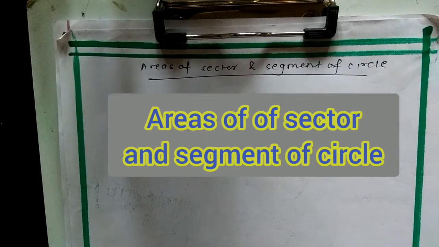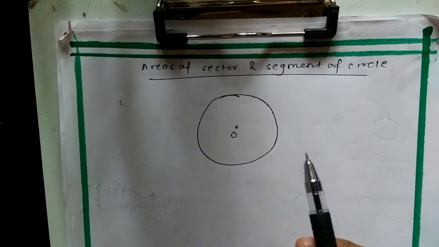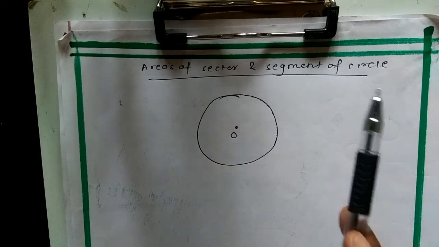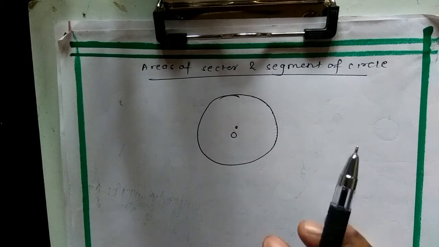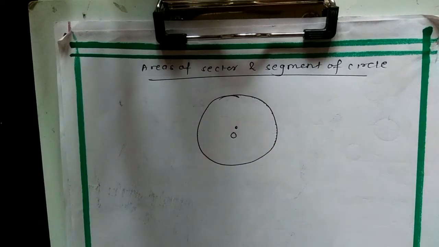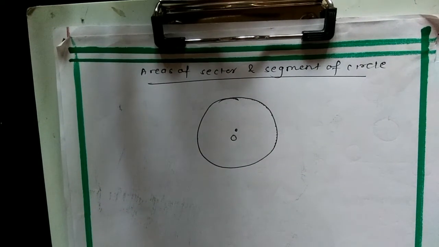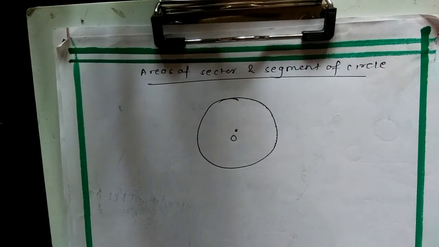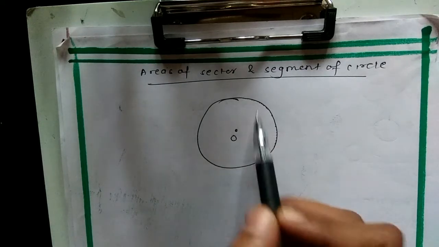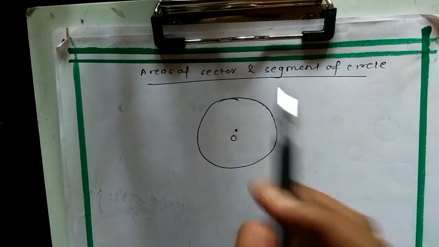Hello students, today I am going to explain the formula for areas of sector and segment of circle. This is the most important concept of 10th standard from the point of scoring. There is no need to derive the formula, you just have to apply the formula directly to the given example. So we will see the area of sector and segment of circle.